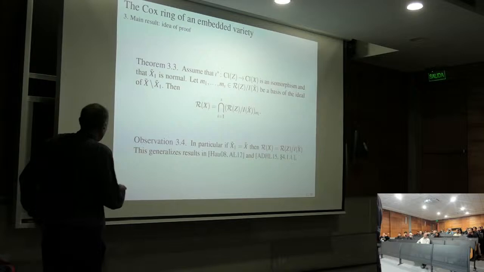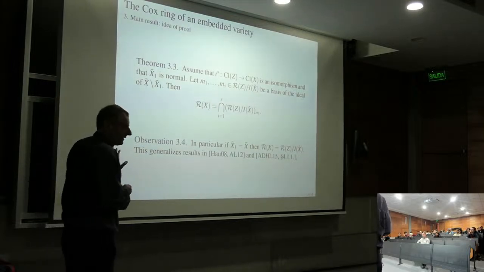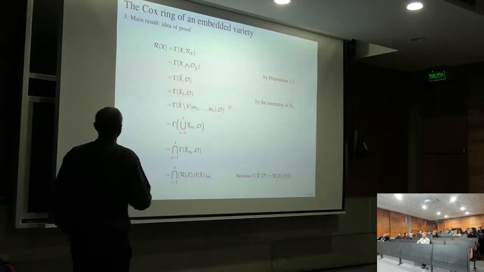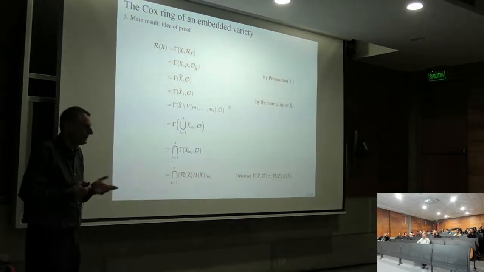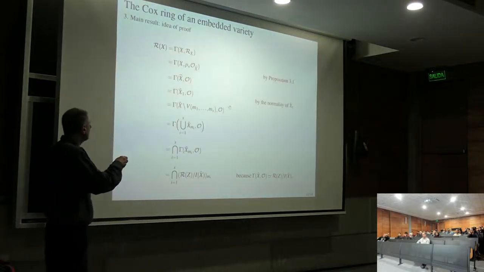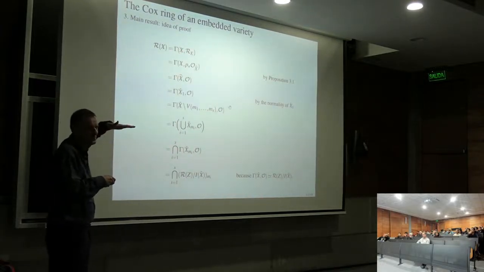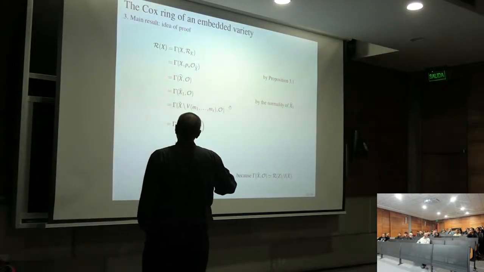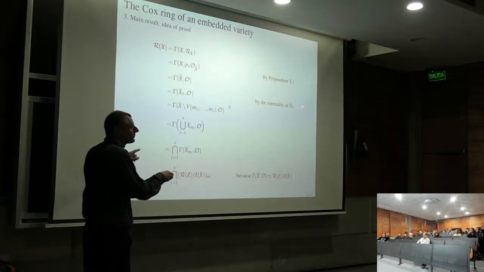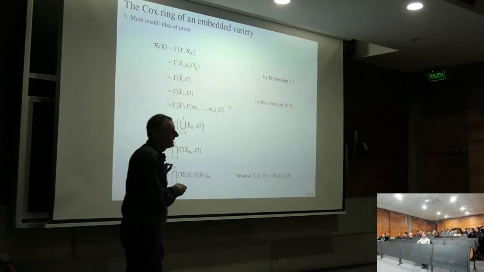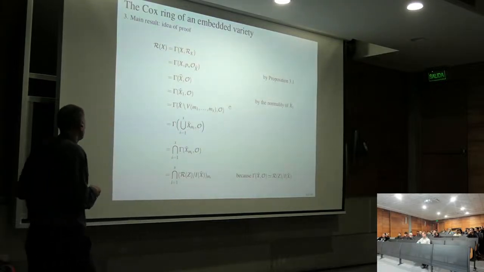Then, okay, the proof of this is very easy, so I'm going to show it. The first equality is the definition of Cox ring. Then the second one is because of the proposition that I gave you. So the Cox sheaf is the push forward. So we have the Cox sheaf. Okay. Then, the third equality, there is nothing to say. The fourth equality is because of the normality assumption on X1 tilde. That is where we are using this assumption.